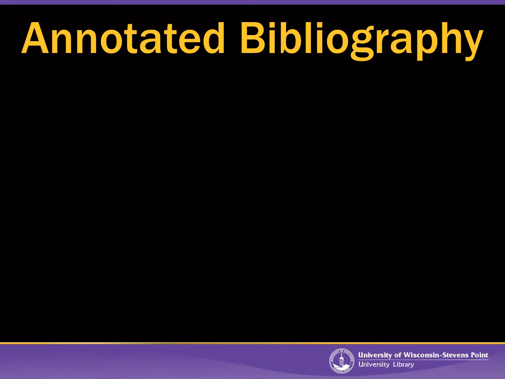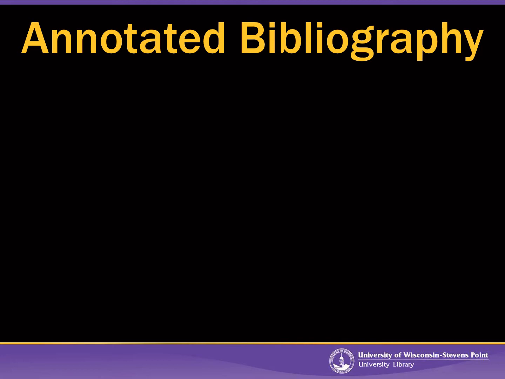In this class, you must write a 3 to 4 page biography paper on a historical person. That means the person has been dead at least 25 years. As part of that assignment, you must compile an annotated bibliography with 6 sources about your historical person. This video will focus on helping you find sources for the annotated bibliography, which you then can use to write the biography paper.